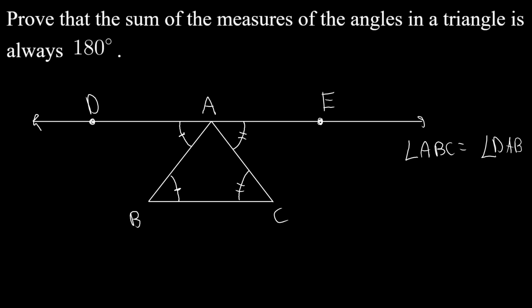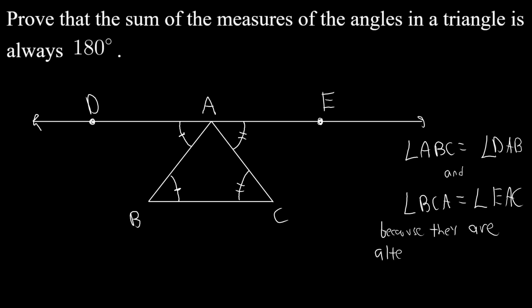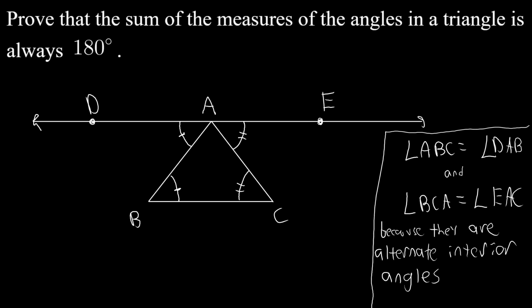So we know that angle BCA is equal to angle EAC because they are alternate interior angles. Okay, so that's something we were able to show.